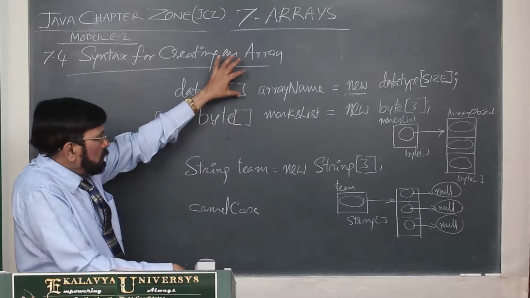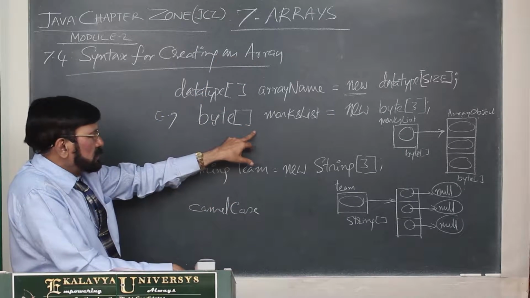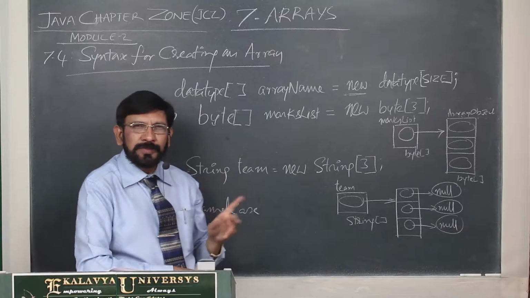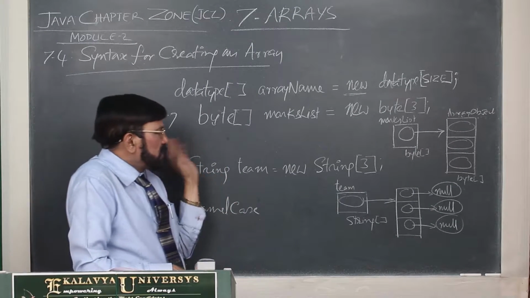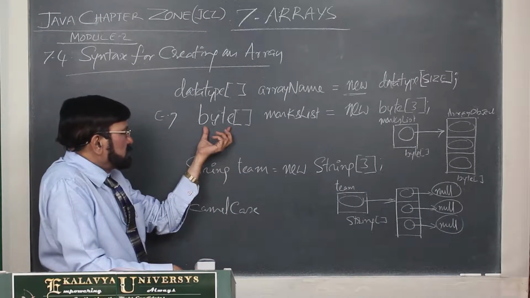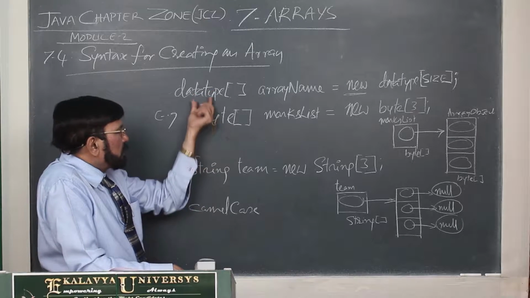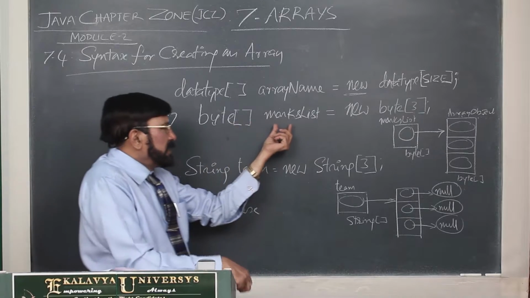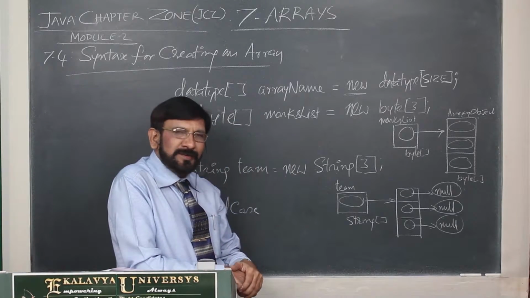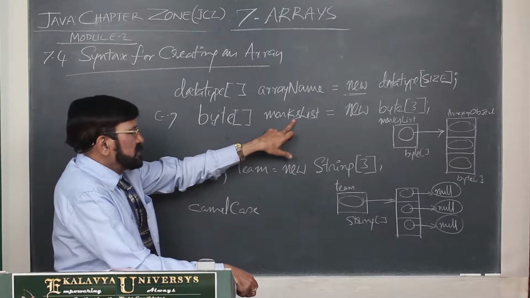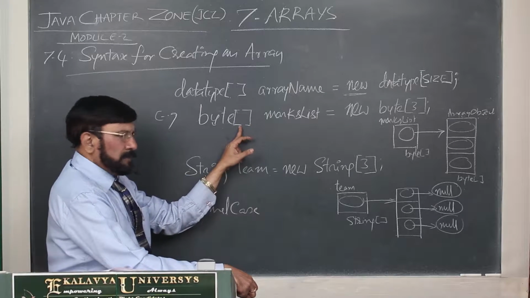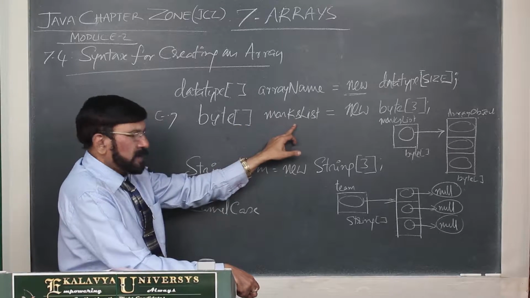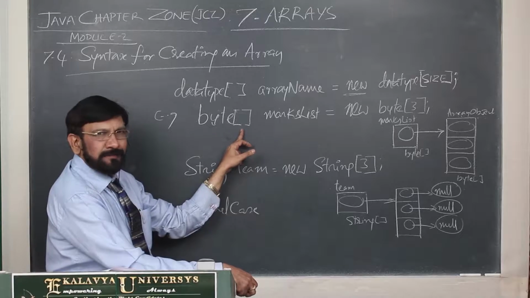So now I have given the explanation about this. Now I am giving an example. With a reference to that, you must crystallize your knowledge. This is byte. Our type is byte. Thereafter square brackets. Thereafter I want to create a mark list. Mark list, this is an identifier. Actually I am placing it here because mark list type is byte type array.